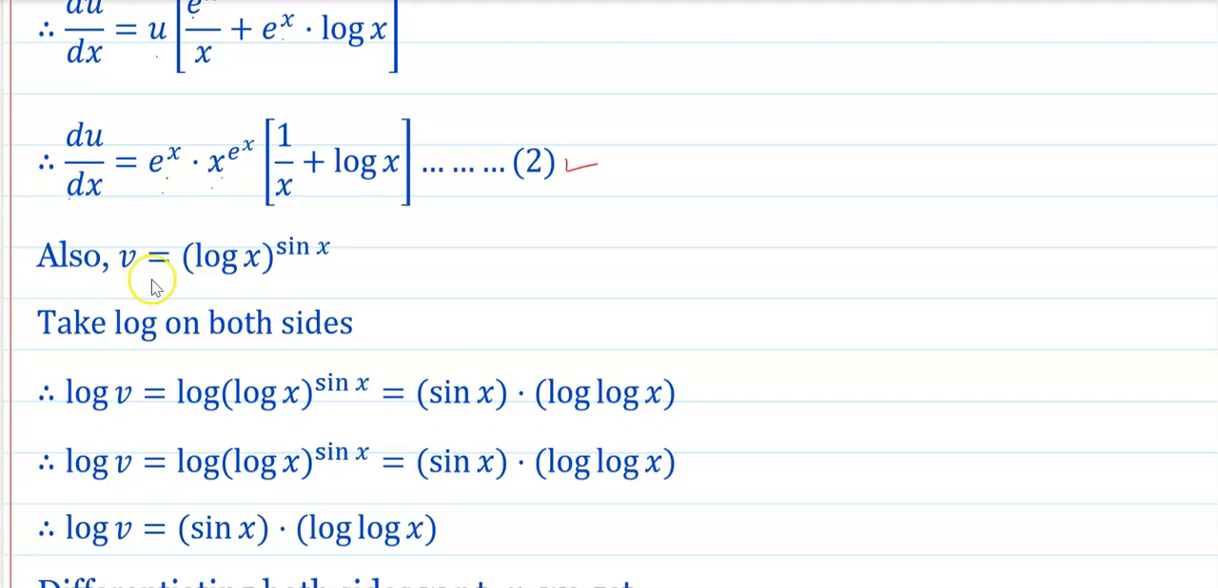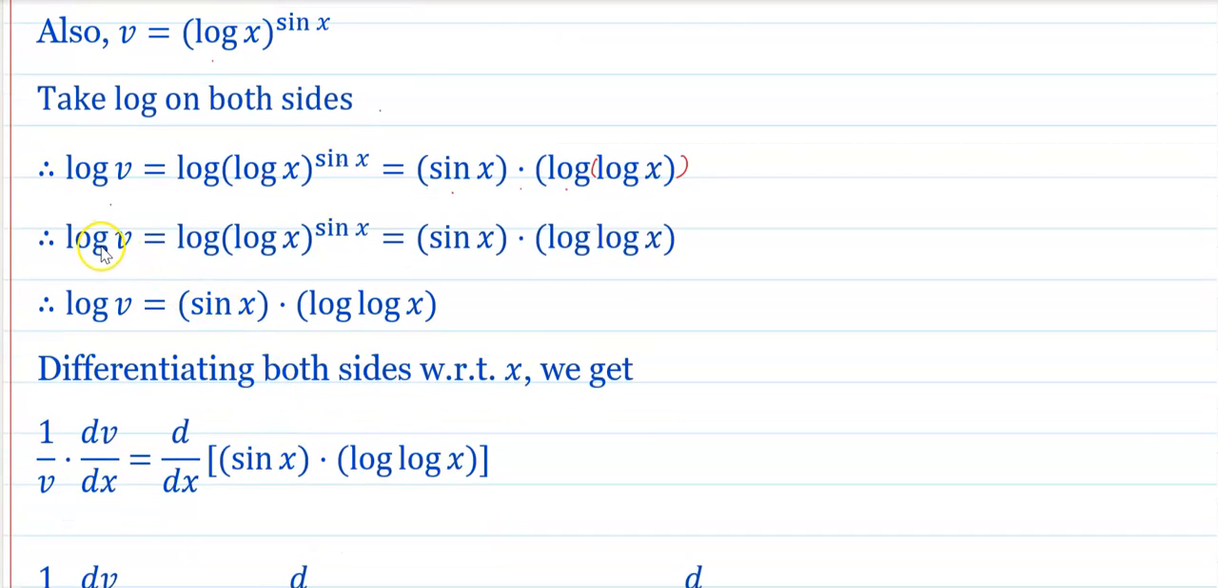Next, v is equals to log of x bracket raised to sin x. Take log on both sides. Therefore log of v is equals to log of x bracket raised to sin x, and that's equals to sin x into log of log x. Okay, this is the log of log x. Now next, log of v is equals to sin of x into log of log x.